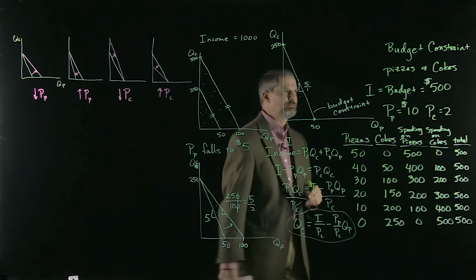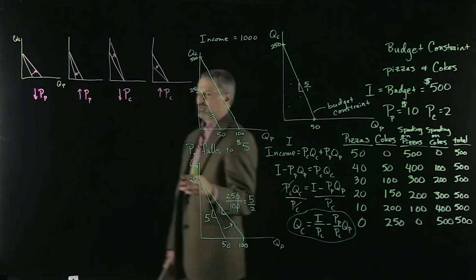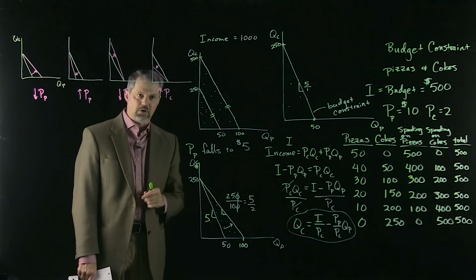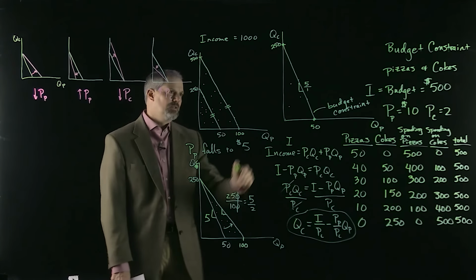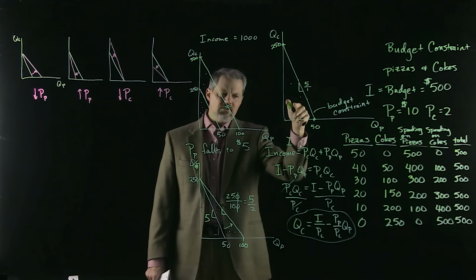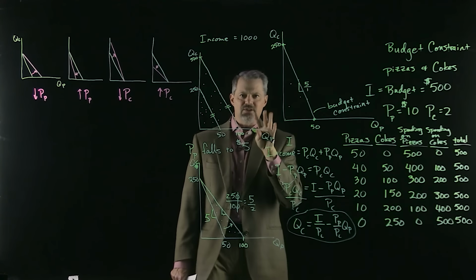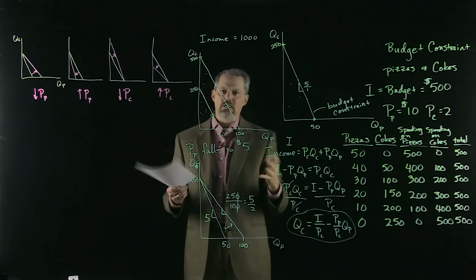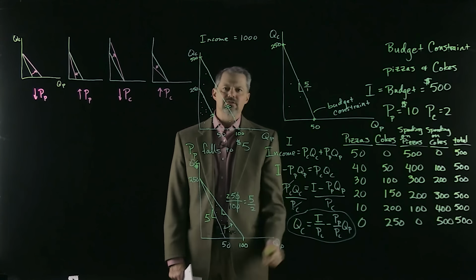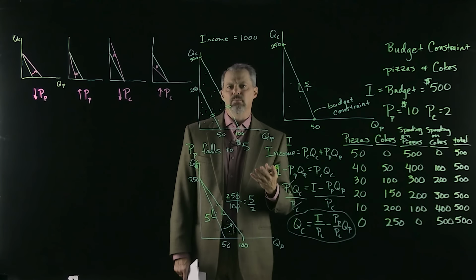Okay, so now we understand something about the set of bundles that our consumer can choose from. Any bundle that is on this budget constraint or any bundle in here, but we've already talked about that. We don't want to be inside here. We want to purchase as much as we can. We want to use all of our income. So we're going to want to choose one of these bundles on this budget constraint, but the question is, well, which one? Which one would make our consumer better off?